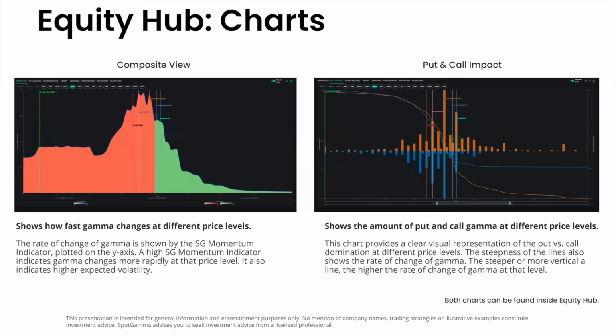There are a variety of charts available in Equity Hub, all proprietary to SpotGamma. There are two key charts that I look at. First, the composite view chart, shown on the left, shows the rate of change of gamma at different price levels. A high SG momentum indicator indicates gamma changes more rapidly at that price level. It also indicates higher expected volatility. The SG momentum indicator is shown on the vertical axis, and strike price is shown on the horizontal axis.